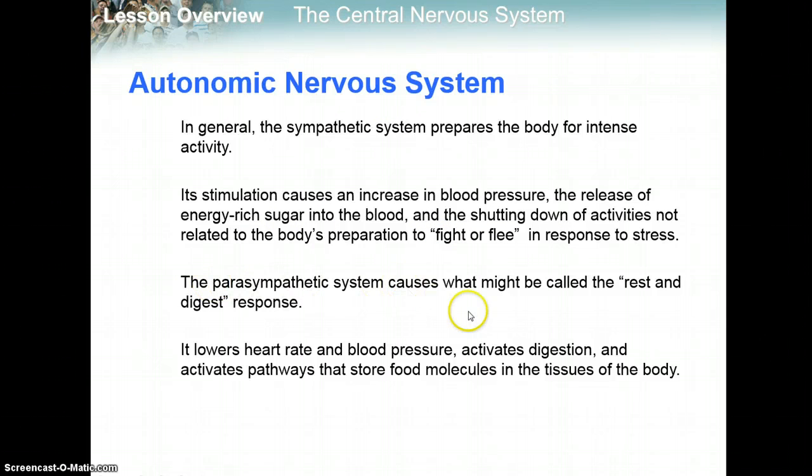The parasympathetic nervous system is your rest and digest response. I think of passive, meaning not very energized, so that starts with a P as well, parasympathetic. The parasympathetic relaxes your body. You're not under stress. You can focus on digesting your food and resting. So it lowers your heart rate and your blood pressure, activates digestion, and activates pathways that store food molecules in the tissue and body. This would be the system you're in kind of every day, your parasympathetic is mostly working, but whenever any sort of stressful thing happens, the sympathetic nervous system kicks in.